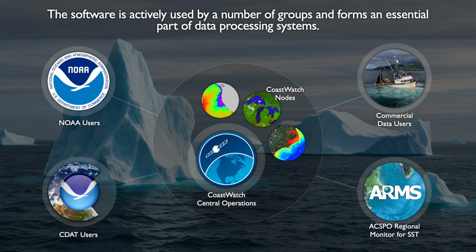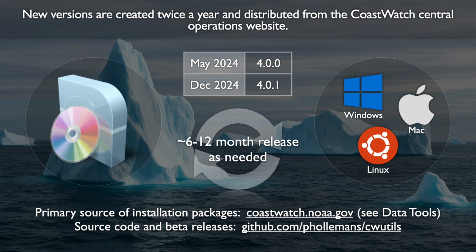So given that data users rely on the software, we periodically release new versions to fix bugs and add functionality. We create new versions throughout the year as needed, normally on about a 6-month cycle. We make beta releases with bug fixes and new features between official releases. During 2024, there were 2 major releases, 4.00 and 4.01, and various beta releases. Now, there are installable packages available for Linux, Windows, and Mac that automatically install everything, including the command line tools if you need those.